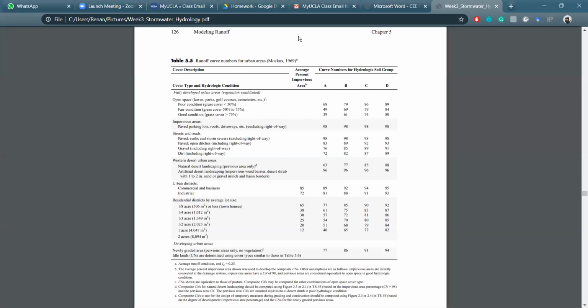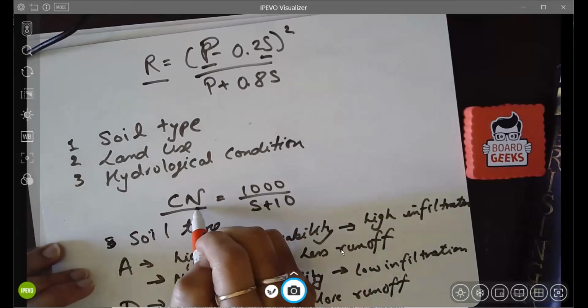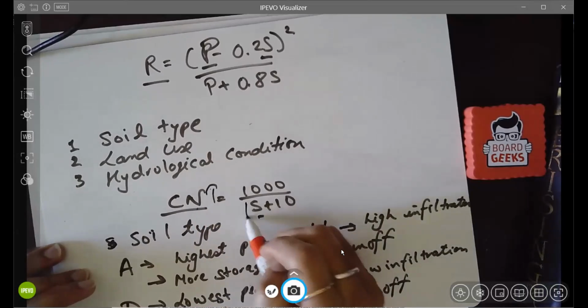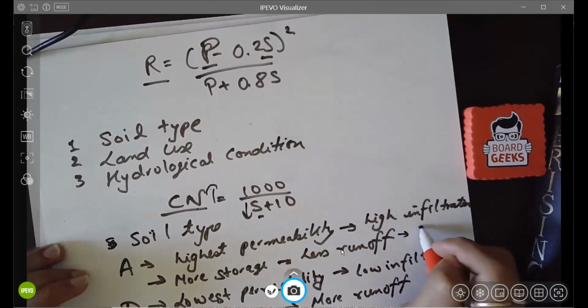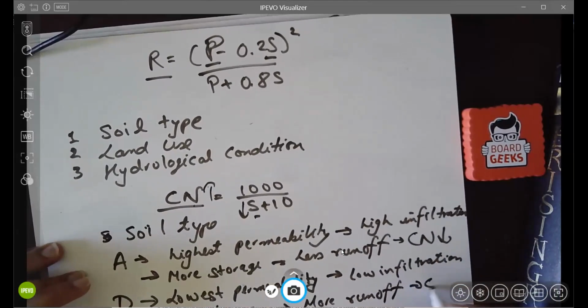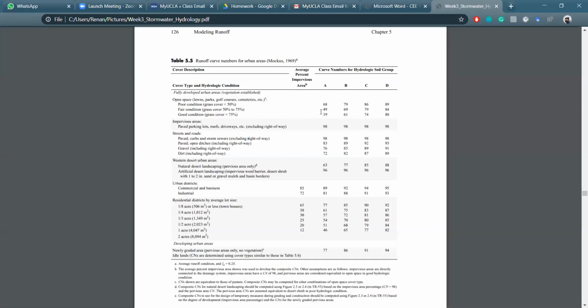Because the curve number is inversely proportional to the storage. If curve number increases, the storage decreases. So this means A will have a low curve number, and D's curve number will be high, which can be seen in the handout basically. See, as you go from A to D, the curve number increases.